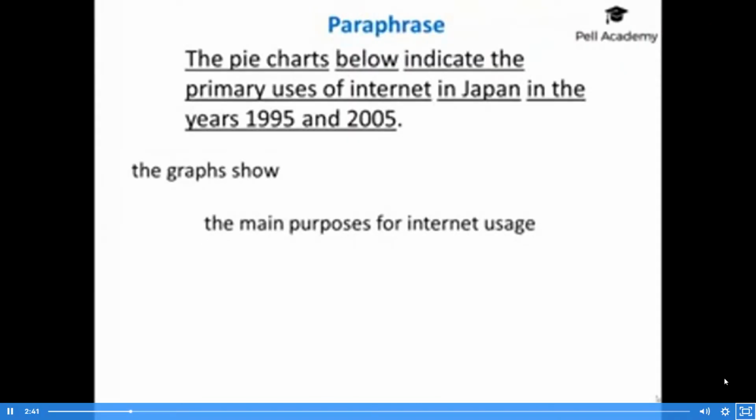This is what I have: the main purposes for internet usage. Of course, there is more than one way to paraphrase anything, but this is what I have. It doesn't mean that what you had was wrong, this is just to support you. In Japan, it'd be difficult to change that around too much, so I'm just going to keep that as it is. And then my last bit, in the years 1995 to 2005.